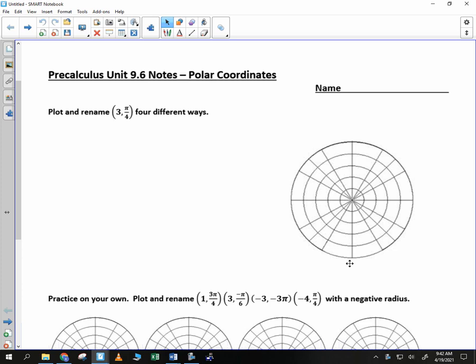And this topic is called polar coordinates. There's a reason why it is built into the trigonometry course. We'll get to the trig part tomorrow. But it says to plot and rename 3 pi over 4 different ways. So what does that mean? Well, you are used to what we call rectangular coordinates.